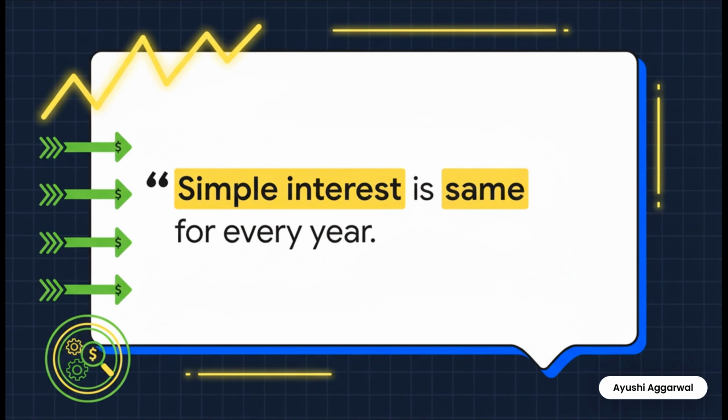Simple interest is the same for every single year. What does that mean? It means the interest is always calculated on the original principal amount. It never changes. So the interest for year 1 is the same as year 2, year 3, and so on.